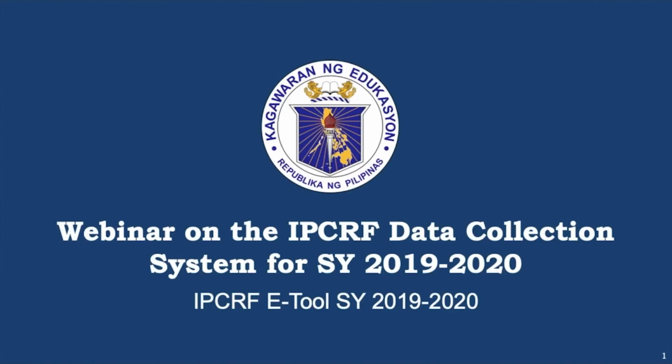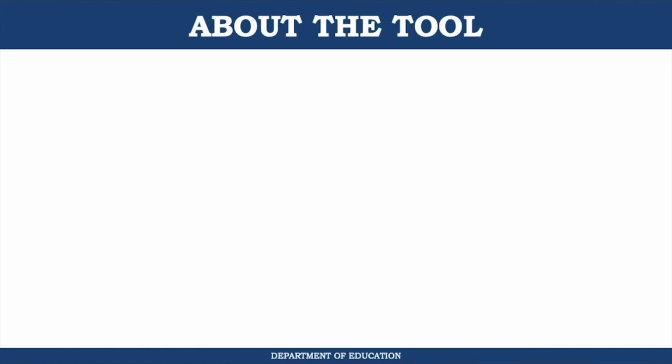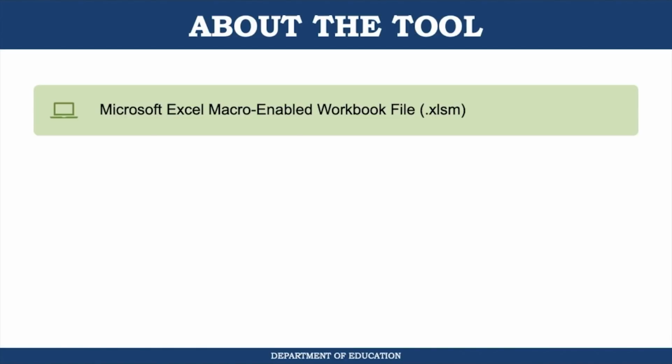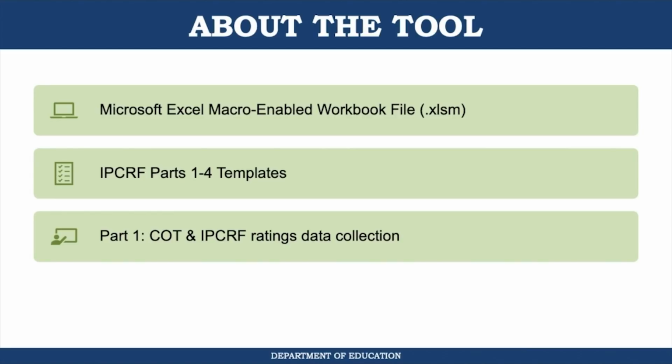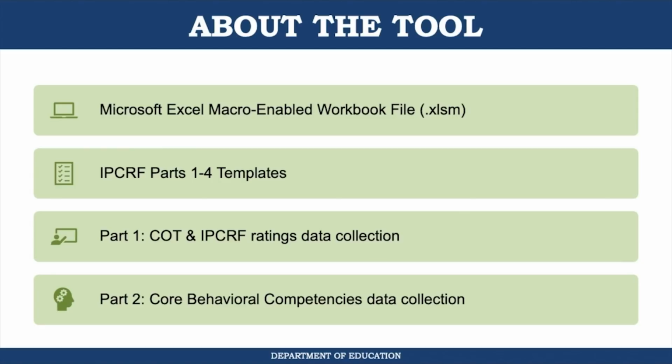For this session, I'll be talking about the IPCRF electronic tool for the school year 2019 to 2020. Before I show you how to use it, let me tell you a little bit about the tool. First, the tool is a Microsoft Excel macro-enabled workbook file with a .xlsm file extension designed for offline use. It contains printable templates for the IPCRF Parts 1 to 4, as well as an encoding form that collects data for CoT and IPCRF QET ratings, and data for core behavioral competencies.